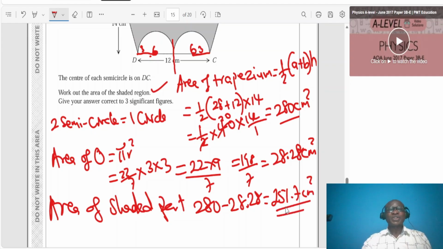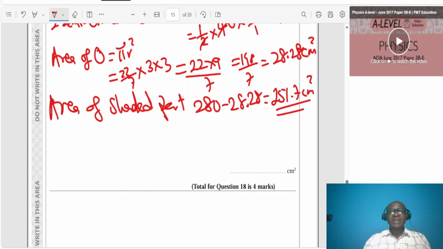If this is understood, let me know. Yes, I understand. Okay, beautiful. So it is a trapezium. You find the trapezium and find the circle, subtract the circle, then you get the shaded part.